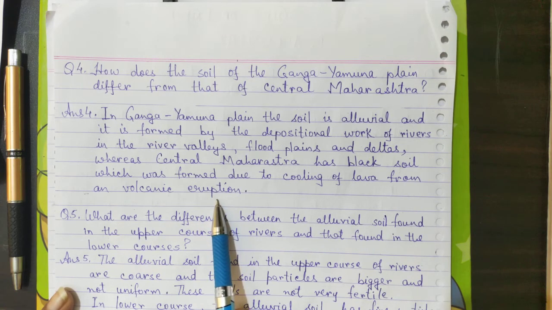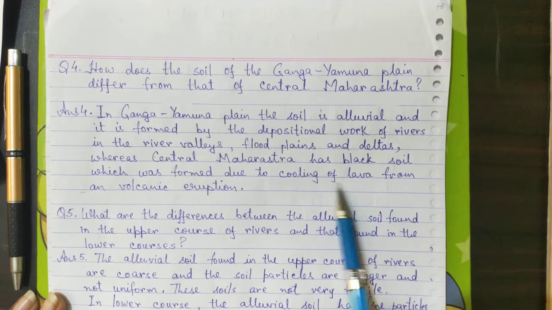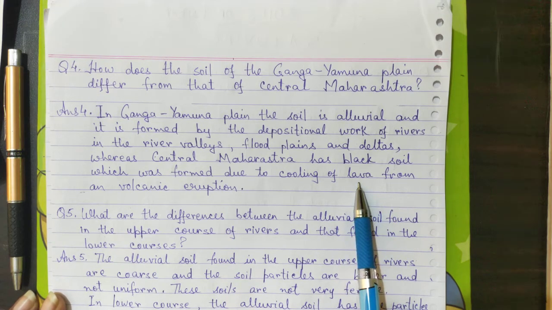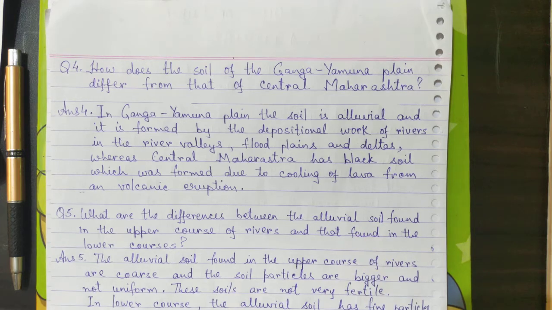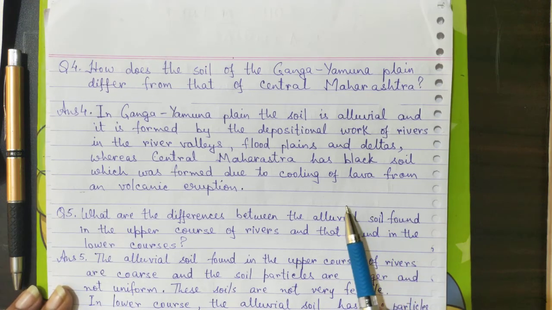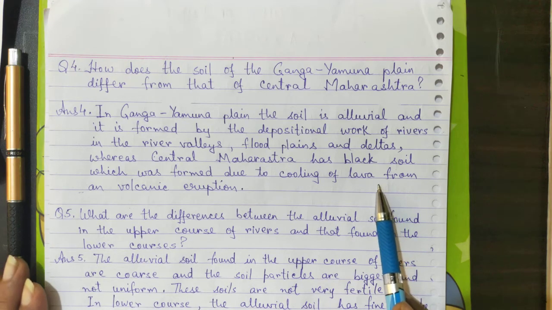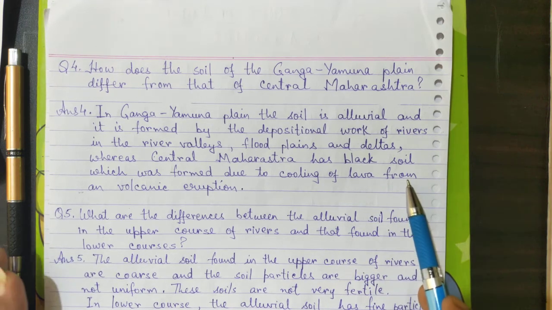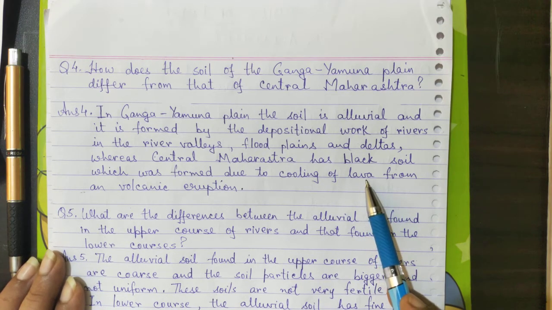volcanic eruption. Now, regarding the history of formation of the black lava soil, thousands of years ago, a volcanic eruption took place in the western part of India, or we can say exactly in the Deccan Plateau. And due to this volcanic eruption, the lava which came out, the lava ash which got cooled, spread over a few kilometers and formed the black soil. This black soil is also known as Regur soil.